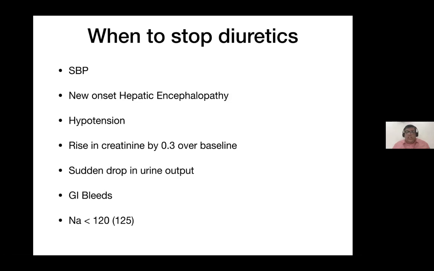If the creatinine is increased by more than 0.3 over the baseline, if despite being on diuretics there is a sudden drop in urine output, this patient should not be subjected to increased dose of diuretics. In fact, you should stop diuretics till you know why the urine output has dropped suddenly. In patients who come with GI bleeds and patients with sodium levels below 120 or 125, depending on what school of thought you belong to.